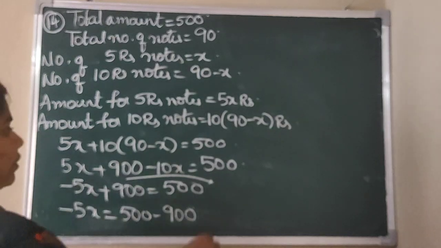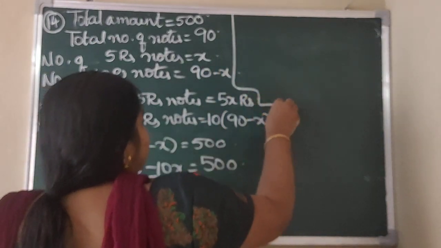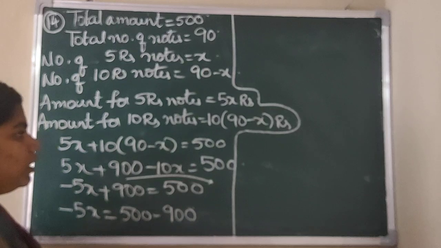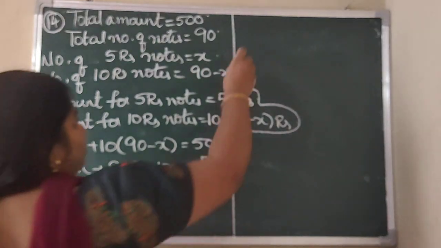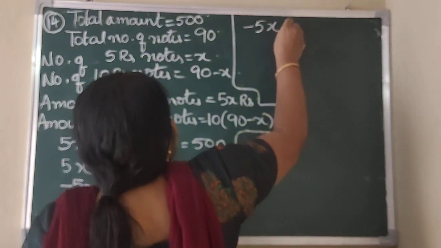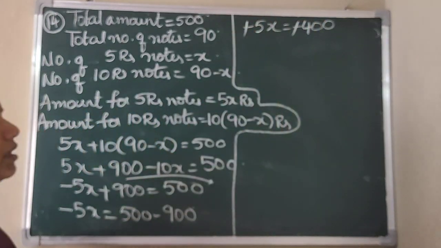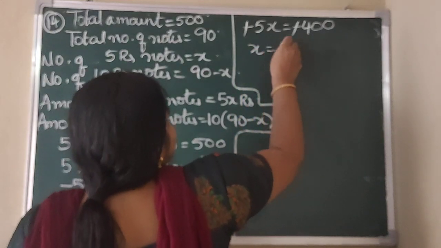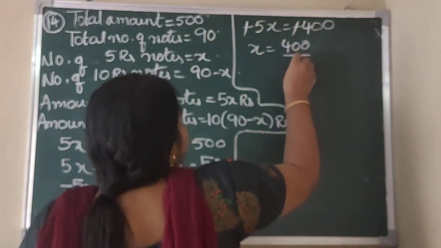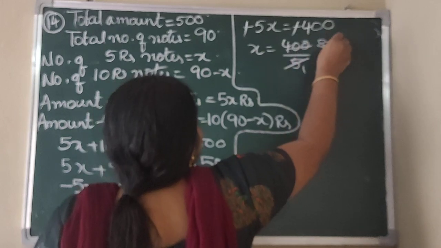500 minus 900 is how much? Minus 400, because we are subtracting a bigger number from a smaller number. So minus 5x is equals to minus 400. Minus minus will get cancelled. 5 transposes to the other side, that will become division. So x is equals to 400 by 5. 5 ones are 5, 5 eights are 40, so 80.